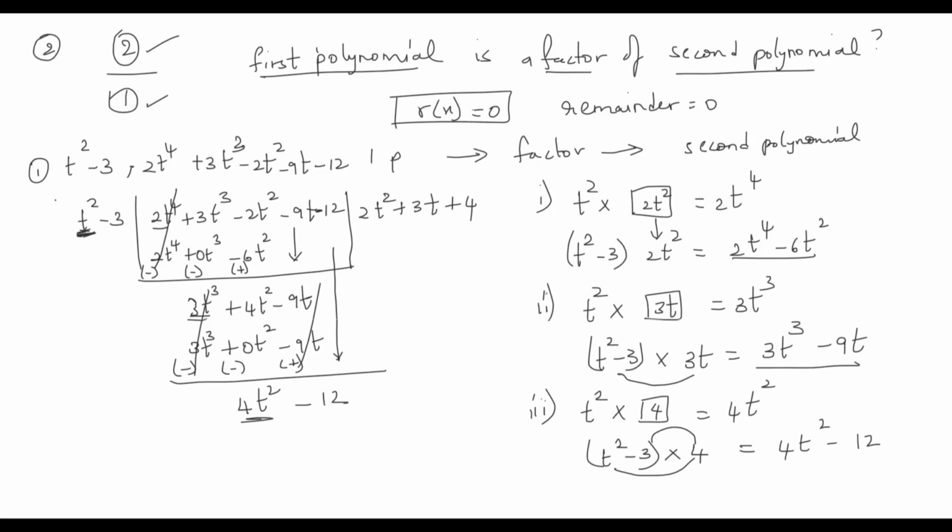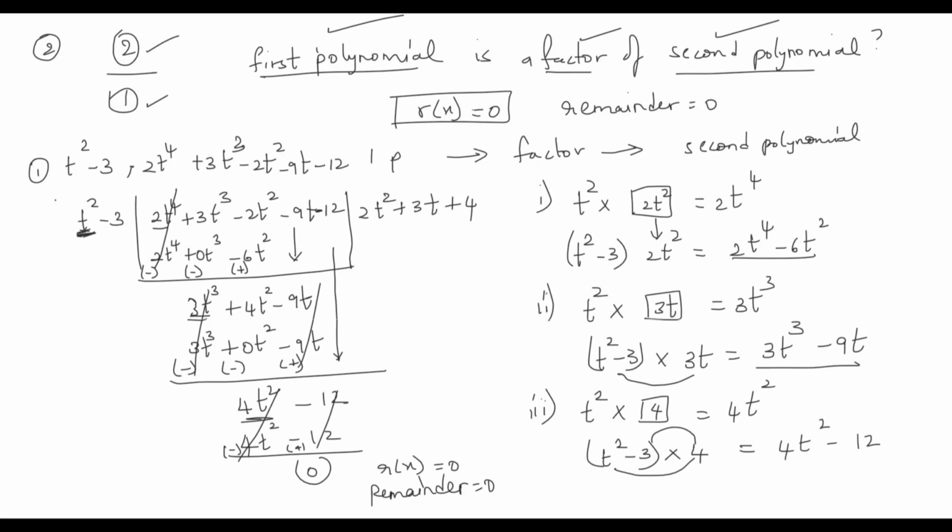Therefore, place carefully underneath this. So 4t square minus 12 under 4t square minus 12. So the plus will change to minus, minus changes to plus, this and this term get cancelled, and we are left with 0. Therefore, here r of x is equal to 0, or we can say the remainder is 0. By this, what you understand is that the first polynomial is a factor of the second polynomial.